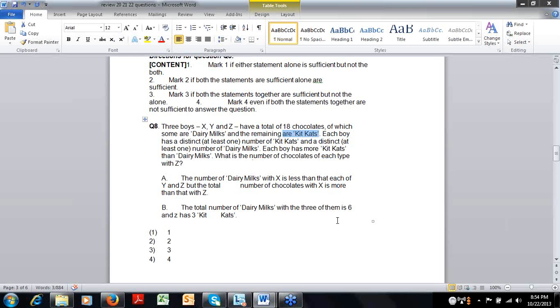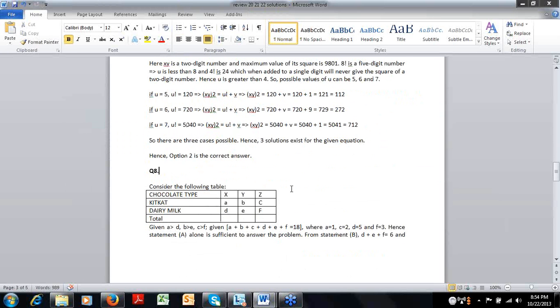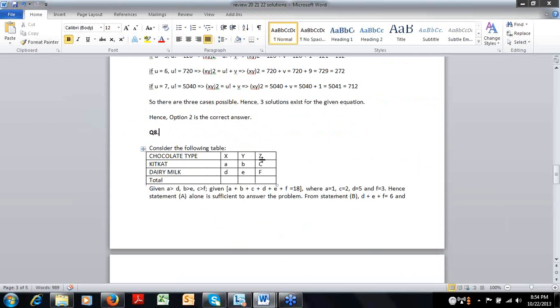First statement: the number of Dairy Milks with X is less than each one of Y and Z, but the total number of chocolates with X is more than that of Z. So let's see what all conditions we can have. We have chocolate types Kit Kat and Dairy Milk, and people X, Y and Z. Let the Kit Kats be A, B and C, and the Dairy Milks D, E and F. Now it's been given A is greater than D, B is greater than E and C is greater than F.